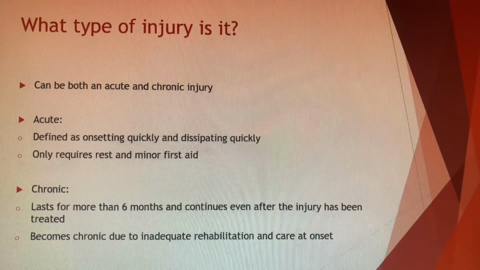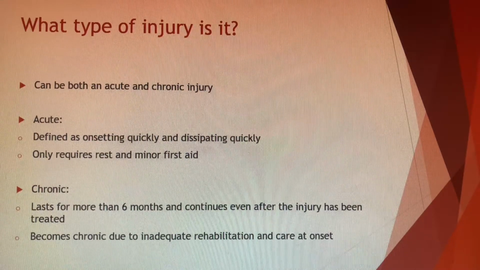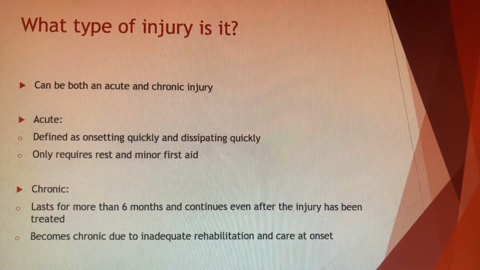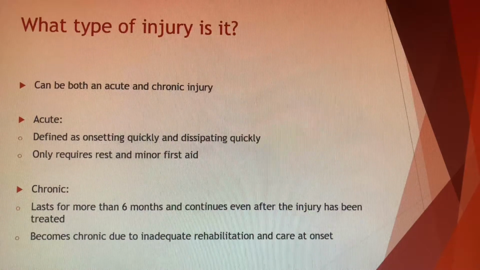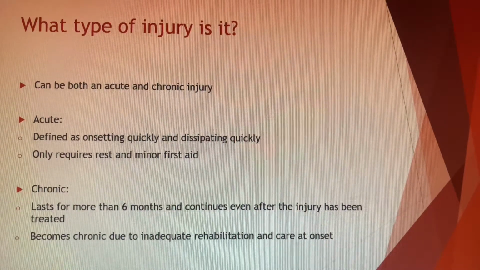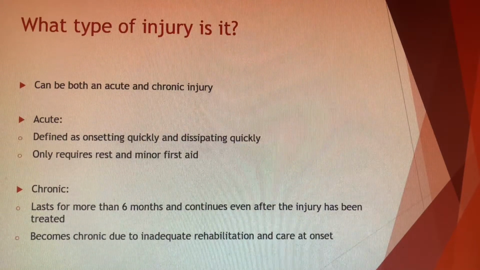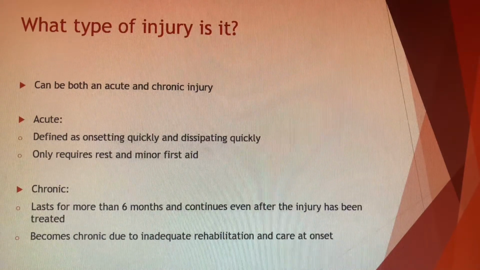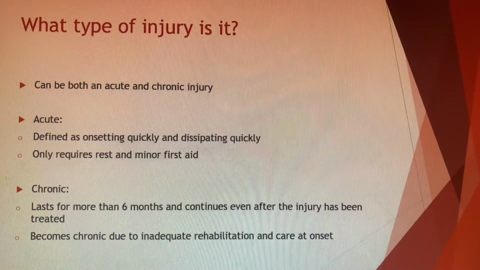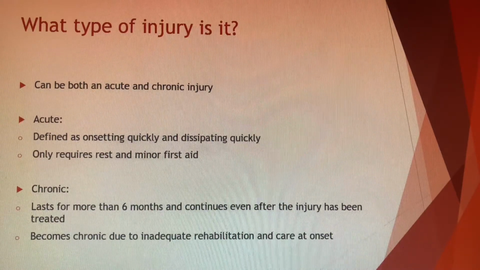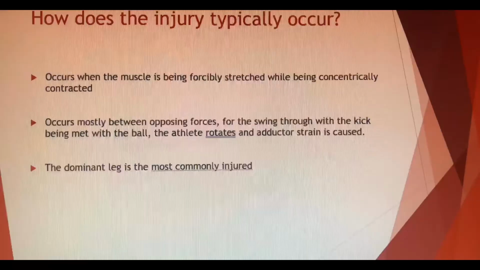While some groin pain can be relieved and treated with rest and minor first aid, some groin strains become chronic due to inadequate rehabilitation and care at onset. Groin strain can also become chronic if the injury to the groin is substantial enough. The injury would become chronic immediately as the likelihood of recovery time is drastically increased.